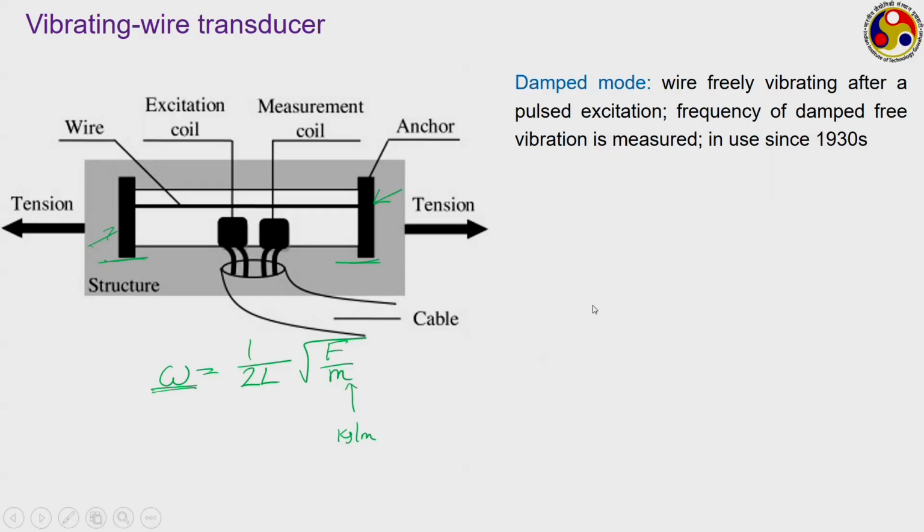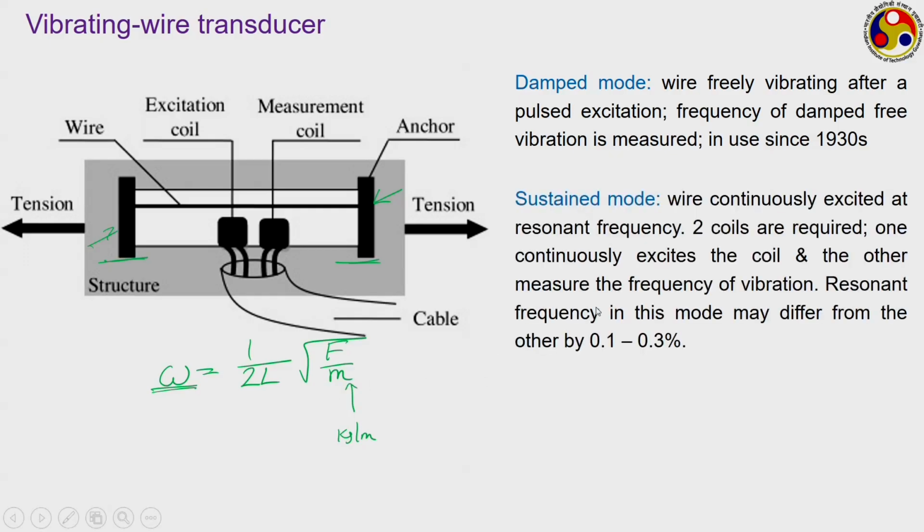The second one came around 1960s, which is called the sustained mode. The wire is continuously excited at resonant frequency, and now we need two coils. One coil continuously excites the wire, and the other one measures the frequency of vibration. The resonant frequency among these two modes actually has been found to be a bit different, particularly the resonant frequency in the sustained mode. Generally it is said that the resonant frequency depends on the length and material and diameter etc.